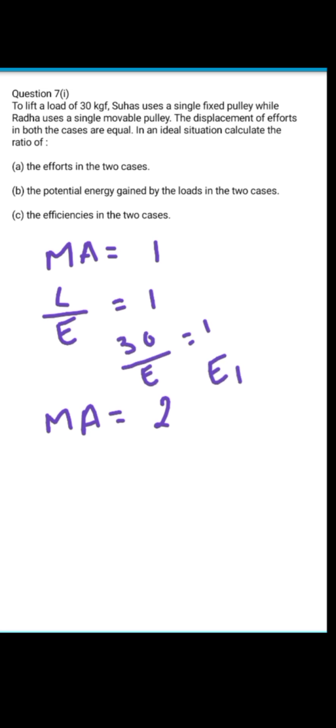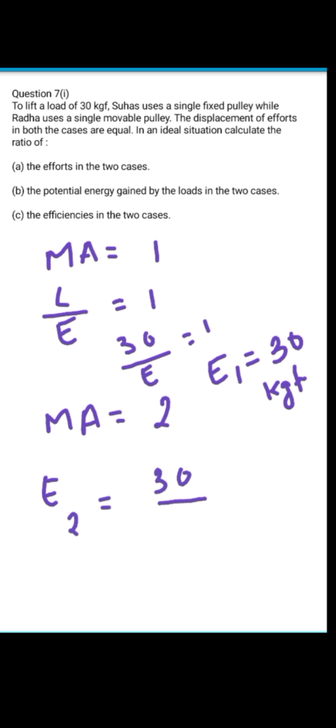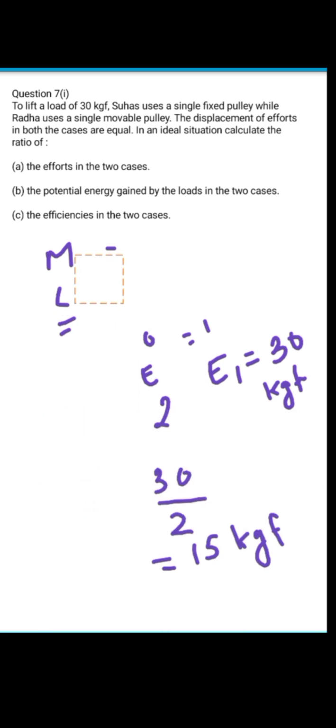So what is the effort in the first case? 30 kgf. Let's find the effort in the second case. In the second case, the effort is going to be 30 divided by 2, that is 15 kgf. So this is the effort in both the cases. So if you remember the mechanical advantage of the two kinds of pulleys, you can easily solve this question. Now the next question is, you have to find the potential energy gained by the load in both the cases. So let's see. Let me just erase it first.